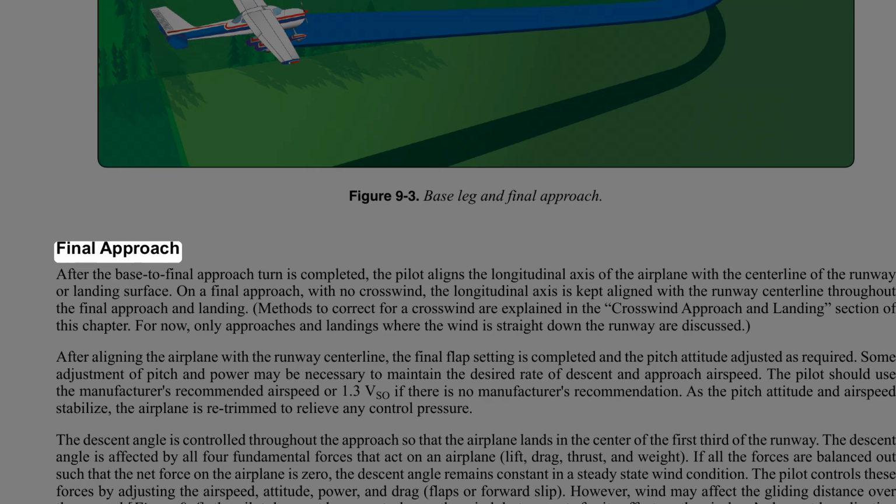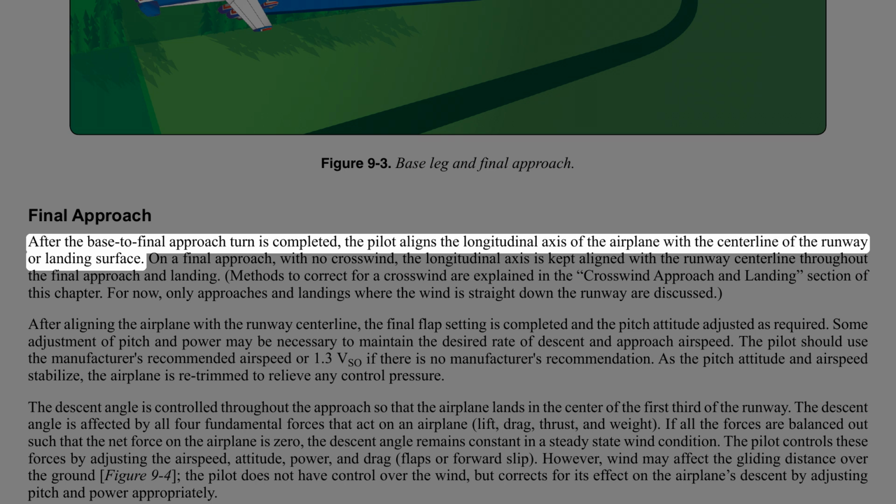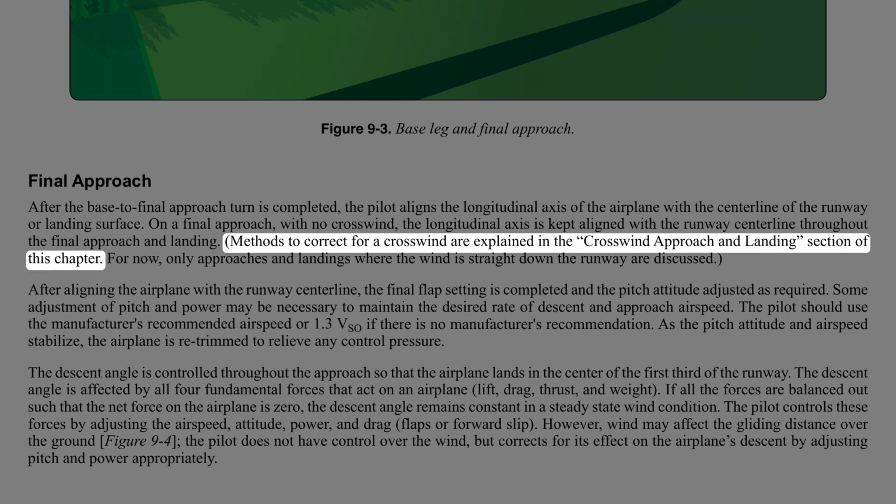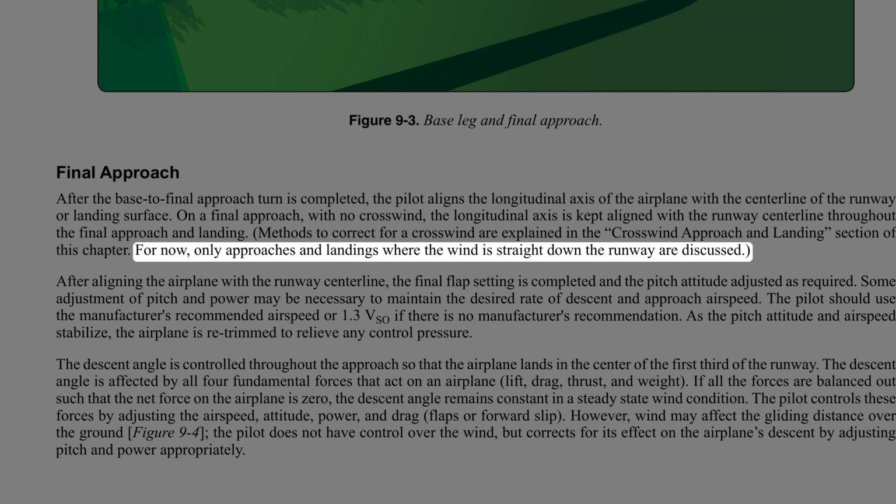So, final approach. After the base to final approach turn is completed, the pilot aligns the longitudinal axis of the airplane with the centerline of the runway or landing surface. On a final approach with no crosswind, the longitudinal axis is kept aligned with the runway centerline throughout the final approach and landing. Methods to correct for a crosswind are explained in the Crosswind Approach and Landing section of this chapter. For now, only approaches and landings where the wind is straight down the runway are discussed.